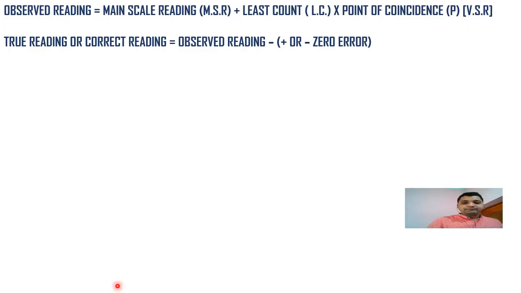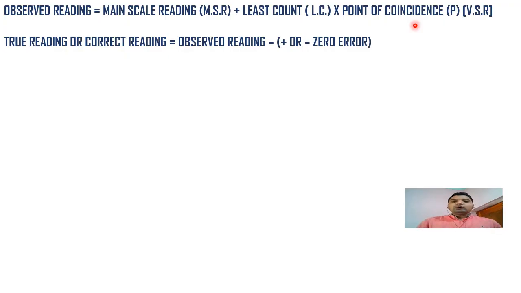Observed reading is equal to MSR, the main scale reading, or how much the main scale reads during the measurement, before the zero mark of the Vernier scale. That is the main scale reading, plus LC, the least count of the Vernier caliper, which we can calculate as one main scale division divided by the number of divisions on the Vernier scale, into the point of coincidence. Point of coincidence means the line of the Vernier scale which is coinciding with the main scale.